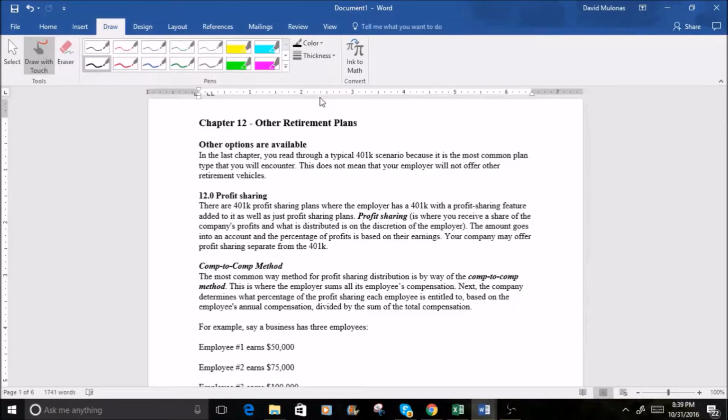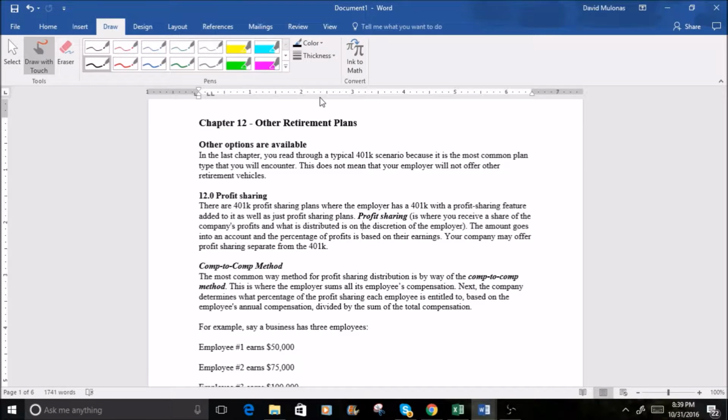Okay, now we're going to get into Chapter 12, which is Other Retirement Plans. In the last chapter, we read through 401k. That's the main one. That's what most people know about. Now there are others such as 457 plans and 403 plans, and we'll touch those in another section. But the main one, again, is 401k that most people identify with.